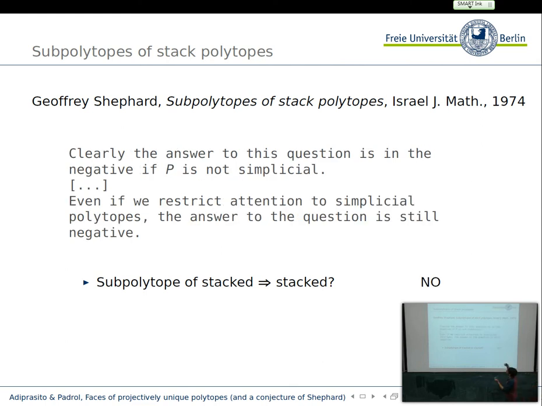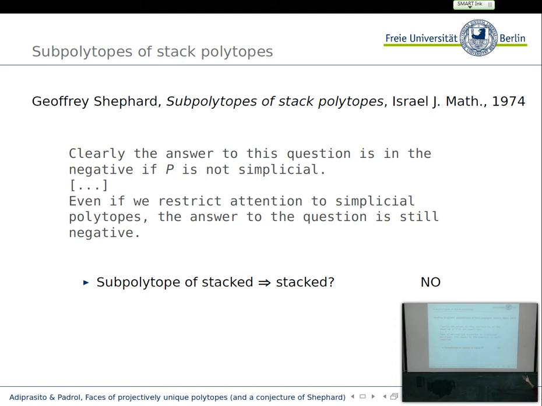And the next thing that he says is, well, this is clearly false. I mean, he tries first with a cube, and a cube is a subpolytope of a stack polytope. A cube is not a stack. He says, well, let's try if the polytope was simplicial. He tries with an octahedron, which is not a stack, and it's also a subpolytope of a stack polytope.